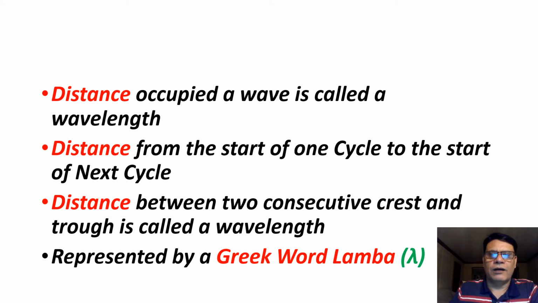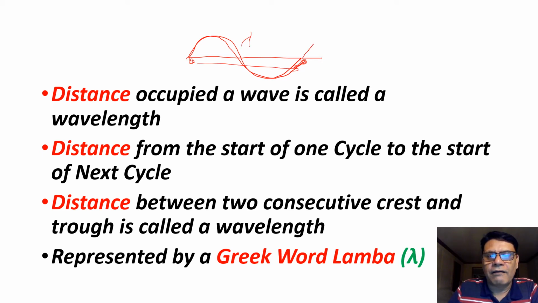There are different definitions of wavelength. If I draw one cycle of the wave again, the distance occupied by a wave is called a wavelength. Distance occupied by a wave is called wavelength. And the second definition: the distance from the start of a wave to the end of the wave is called a wavelength.